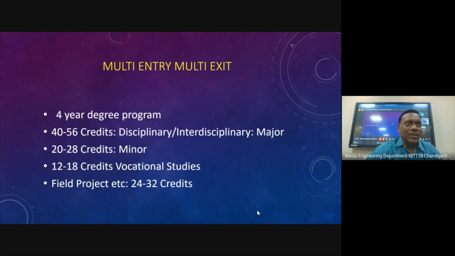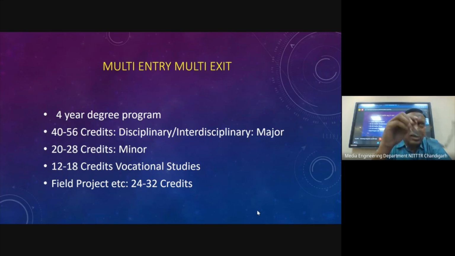Coming to the multi-entry, multi-exit thing, Kamal, we can close that door. Coming to the multi-entry, multi-exit thing, again, a small abstract I have given to you for a 4 years degree program. So what they say is that disciplinary, interdisciplinary credits should be around 40 to 56, which we call major there, and 20 to 28 credits for minor, 12 to 18 credits for vocational studies, and field project will be 24 to 32 credits.